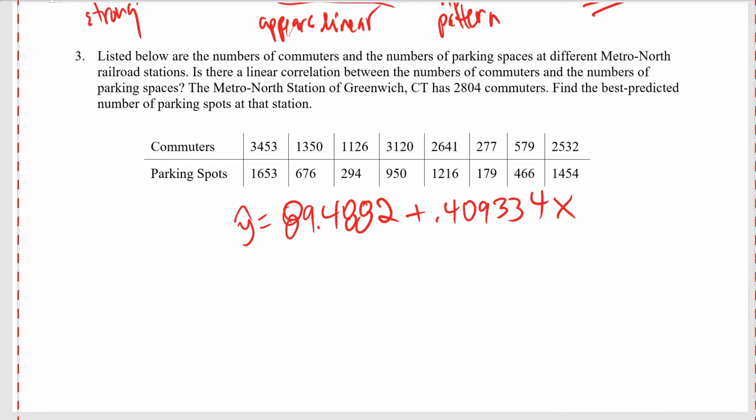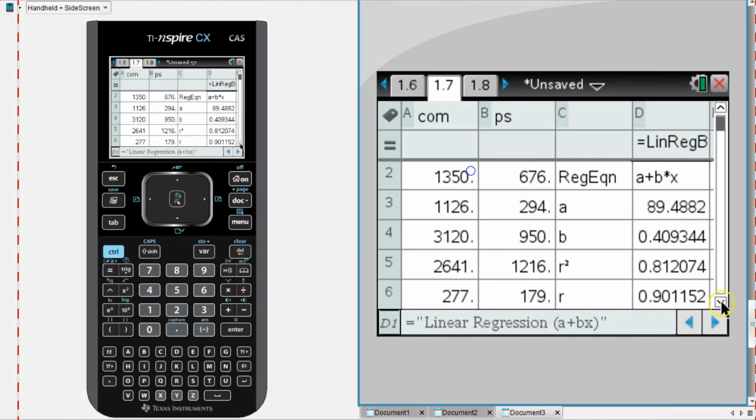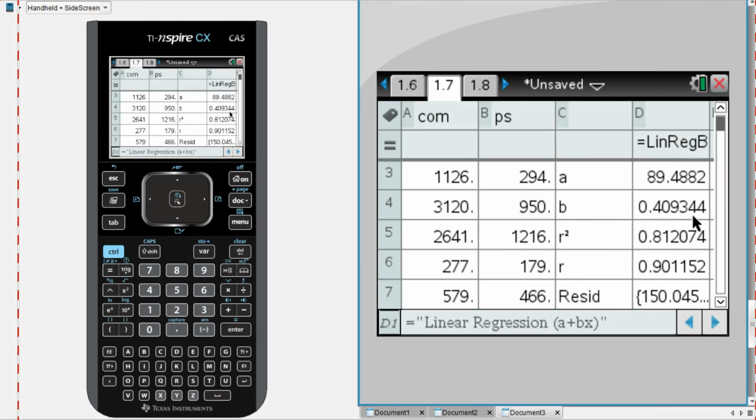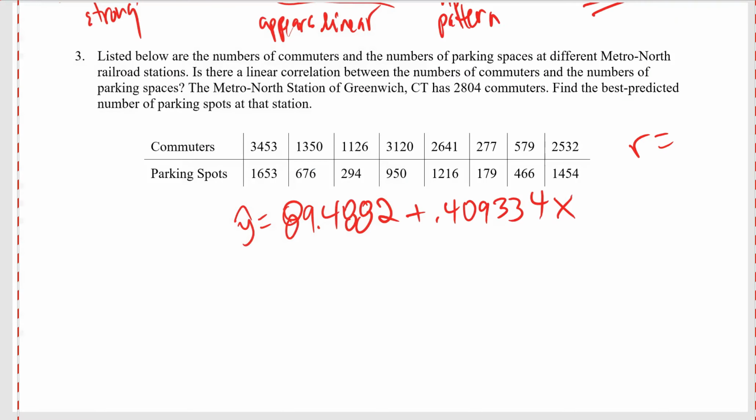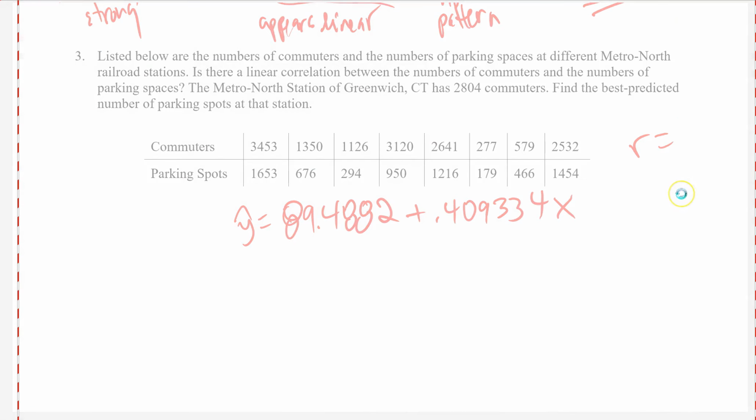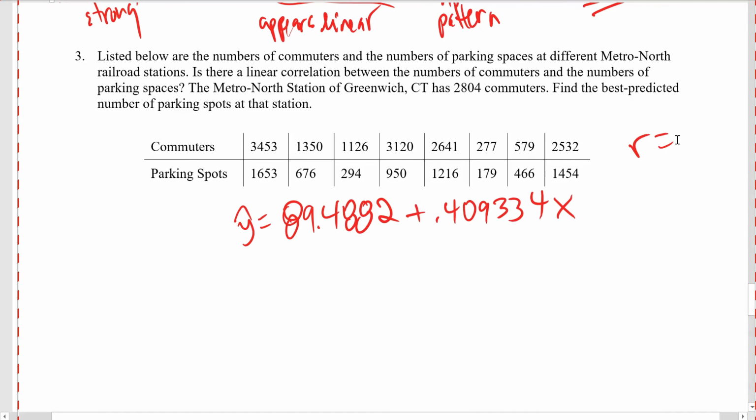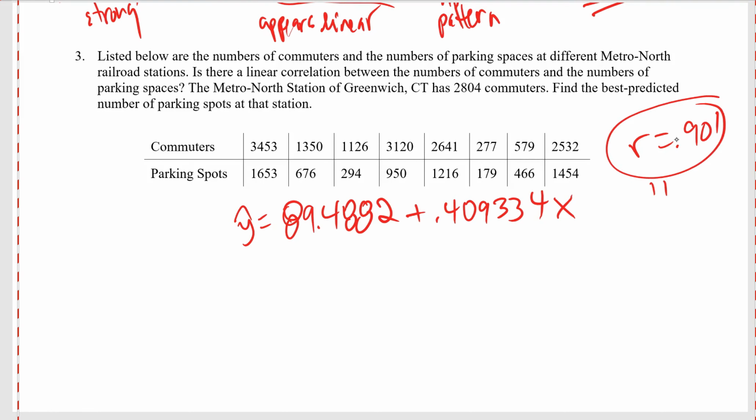Okay, so is this a strong relationship? I'm going to stop for a second since we have it already and go down and look at R. R is 0.901, so that's a good argument. 0.901, that would be good.